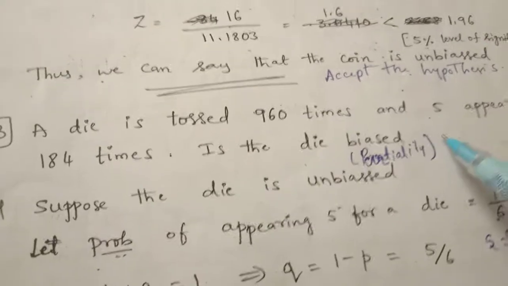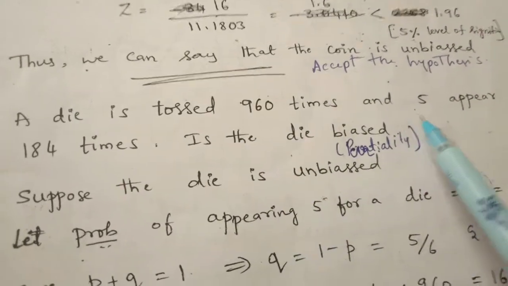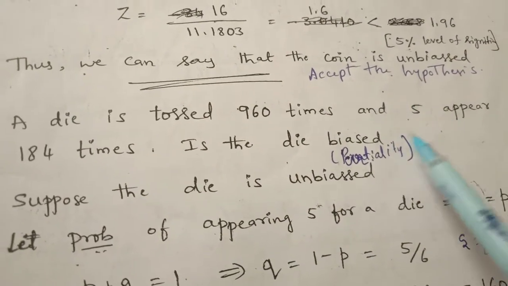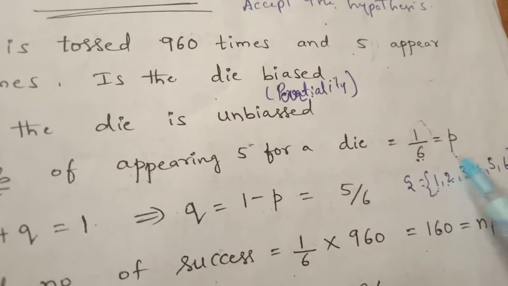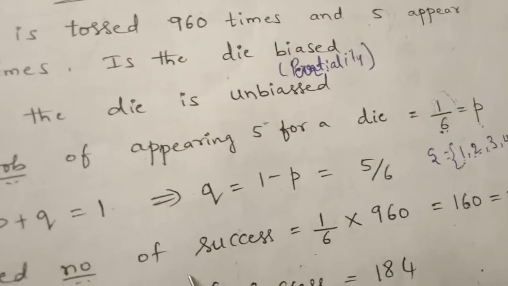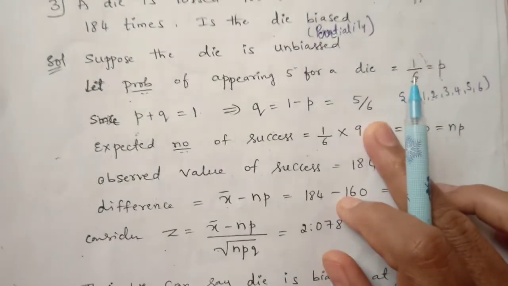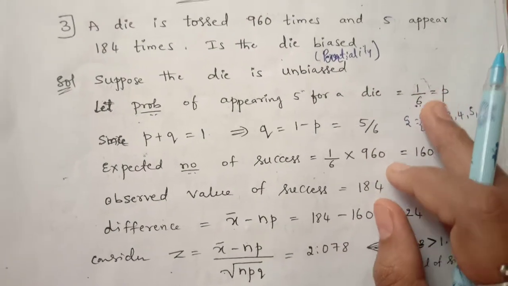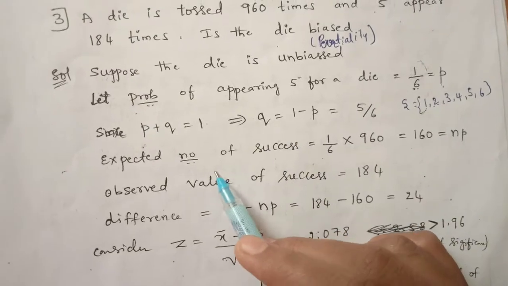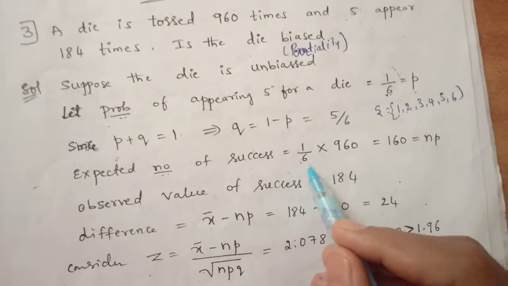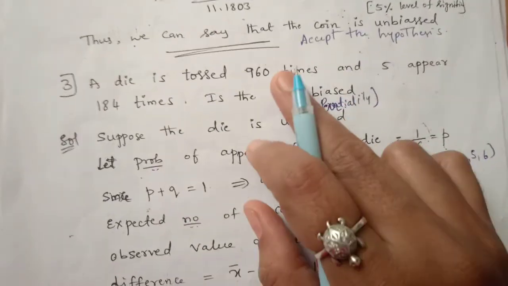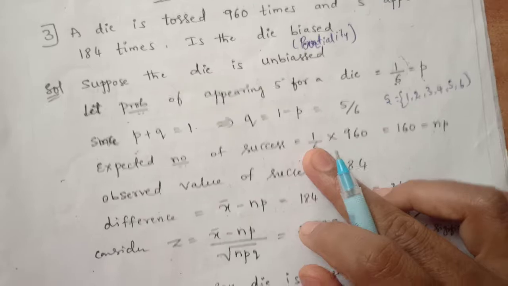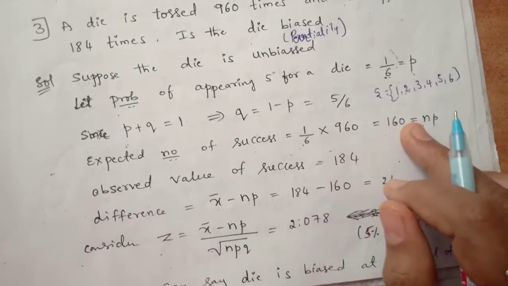So what is a favorable case here? If a die is tossed 960 times, 5 appears. Only one time we get the 5, that is 1 by 6. Probability of success P is 1 by 6 and Q is 1 minus P, that is 5 by 6. First find the value of P and value of Q and the expected number of success. So n into P: 1 by 6 into how many times the die is thrown? 960. 1 by 6 into 960, that is 160.